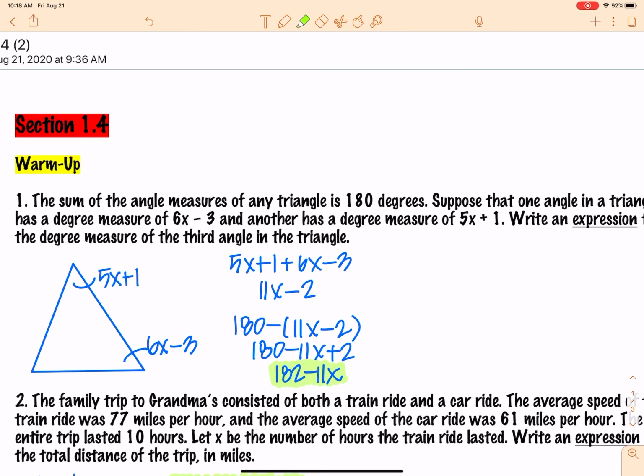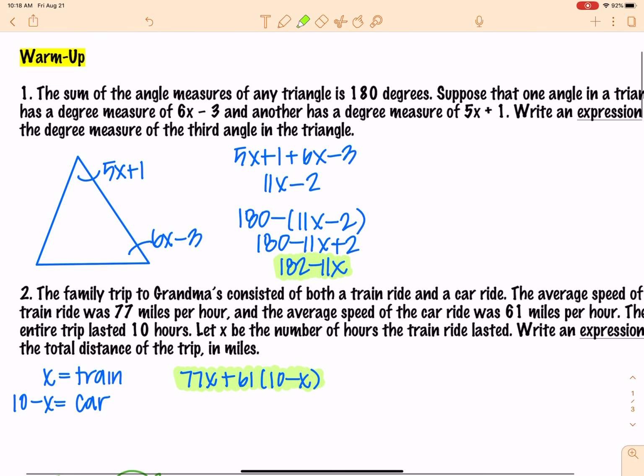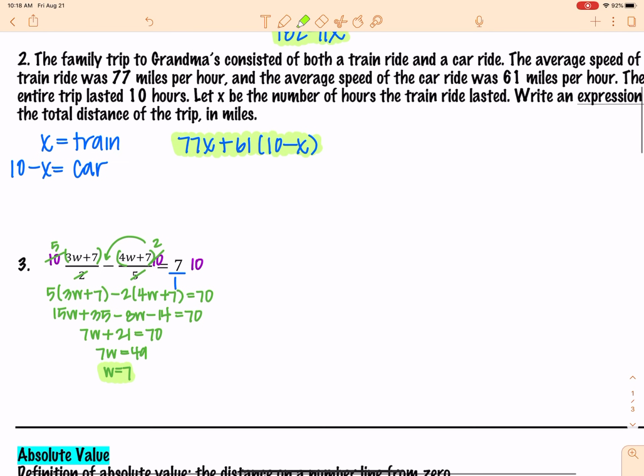Number 2 is the same idea. Write an expression for the total distance in miles. So I let x equal the train. That leaves 10 minus x being the car. And then you just put it into an expression. If some of you distributed the 61 and made this a little bit cleaner and simplified, go for it. But this is technically the correct answer. Just make sure if we give you a multiple choice question, see if it's simplified or not. As long as you get to this point, we just know you have the right answer, whether you distributed or not.